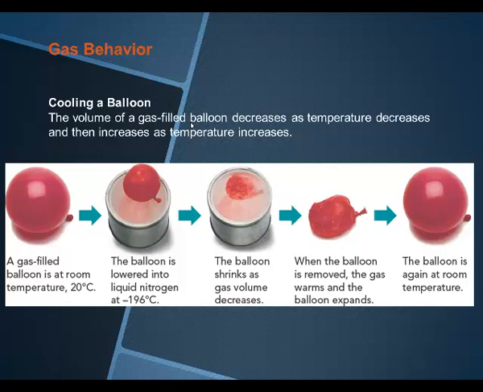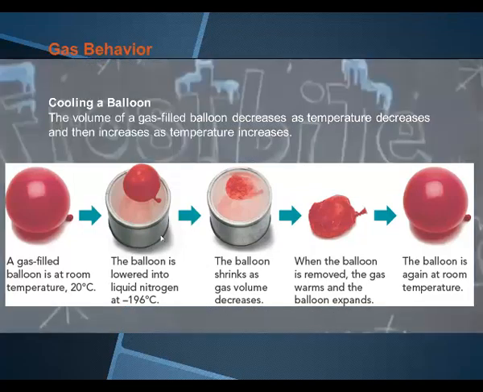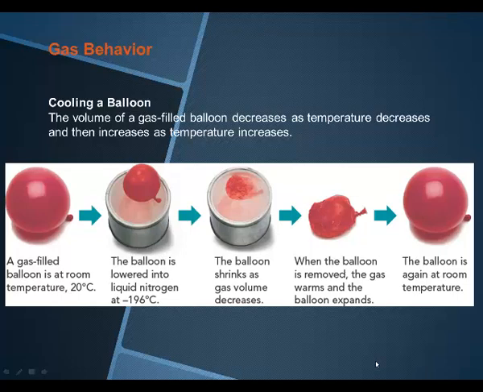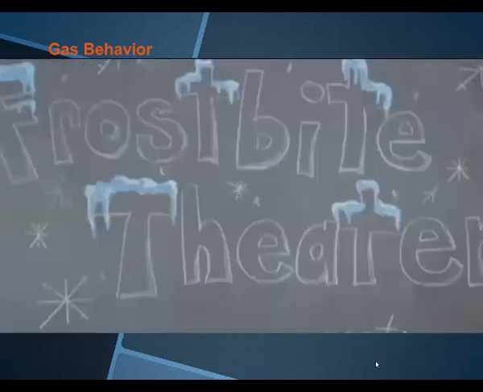So a gas-filled balloon at room temperature, which is about 20 degrees Celsius, we then put it into liquid nitrogen, which is negative 196 degrees Celsius. The balloon shrinks as the gas volume decreases. We then take the balloon out, put it on top of a counter where it warms. The balloon's gases then expand, and the balloon is eventually returned to its normal shape at room temperature. So let's look at this in action.